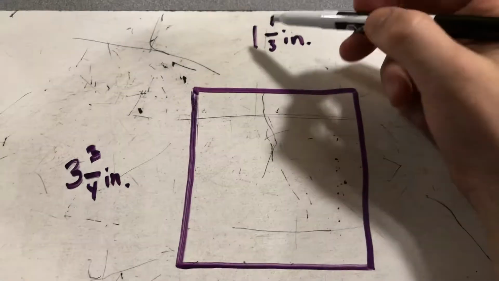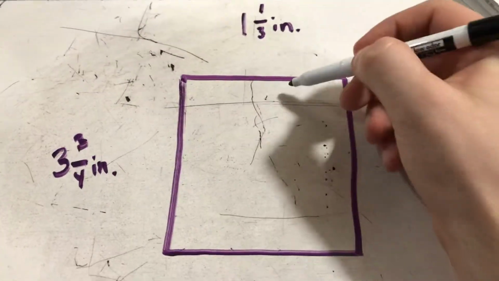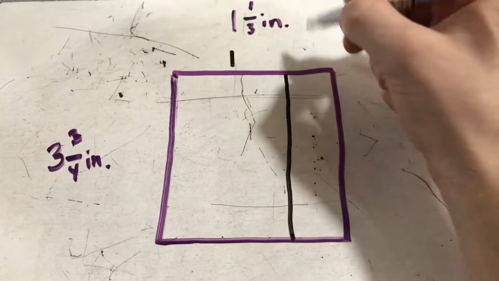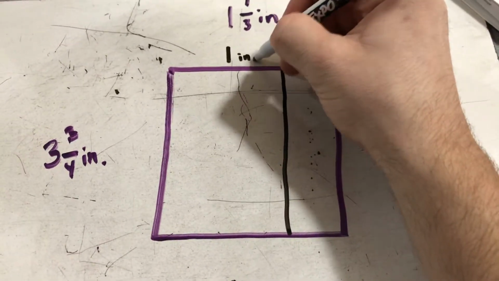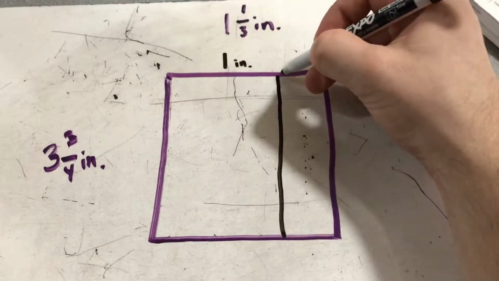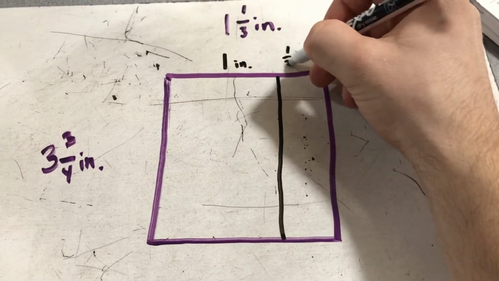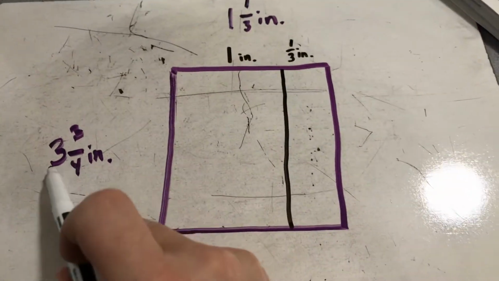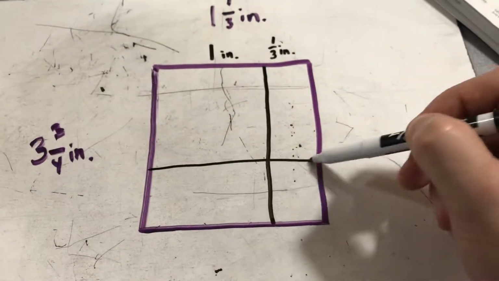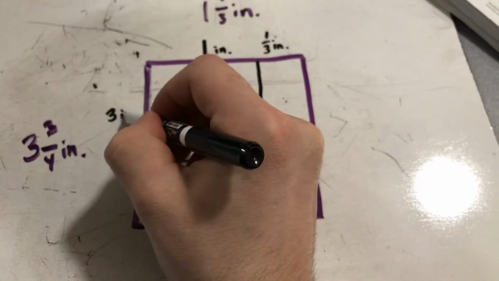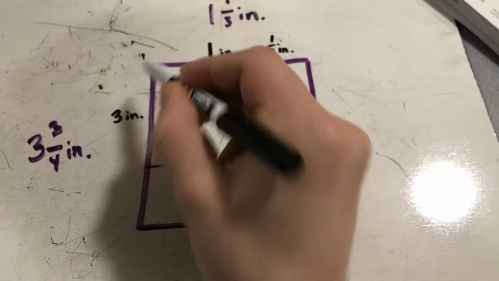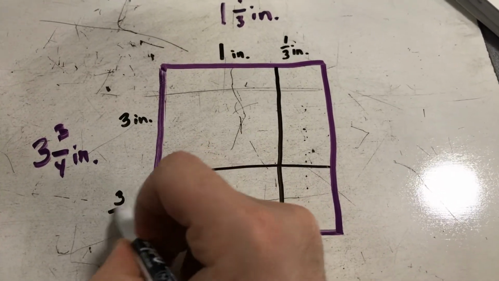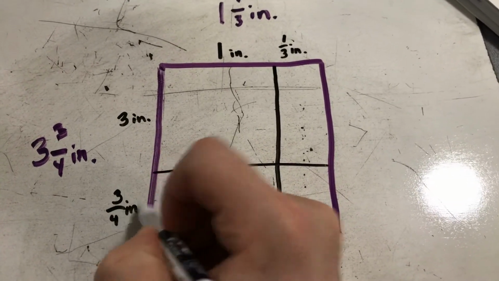So for this mixed number, I'm going to break apart 1 1/3. So 1 is much bigger than 1/3, so I'll put 1 there. That's 1 inch from here to here. And from here to here, that's only going to be 1/3 of an inch. Over here we have 3 as a whole number, and then we have 3/4. So this will be 3 inches from here to here for the width. And from here to here, that's going to be 3/4 inches.